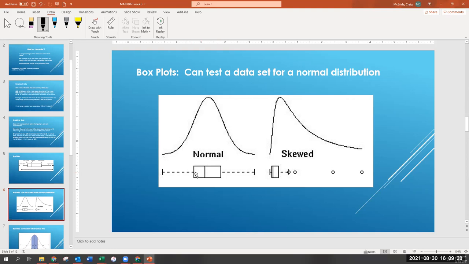Now, one of the nice things about box and whisker plots is they can tell you the shape of your data. If you have a box plot that's roughly symmetrical, the median is close to the middle of the box and the two whiskers are roughly the same size, then you get a bell shape. But when you get something that looks like this, you can tell that it's really skewed, especially because these little dots, the outliers, tell you that it's going to be skewed way to the right.